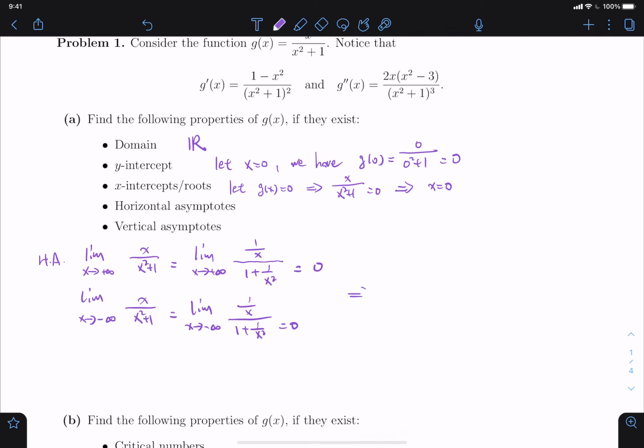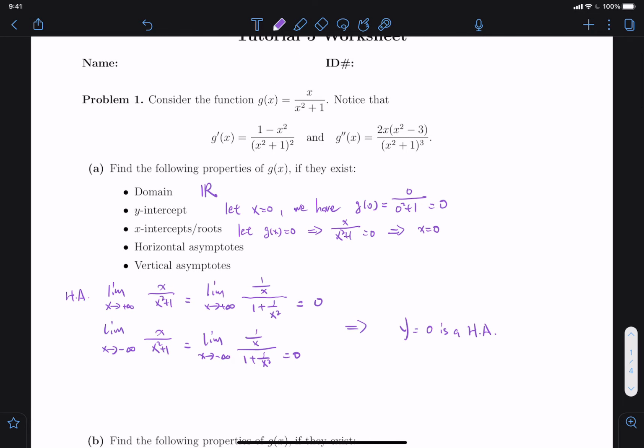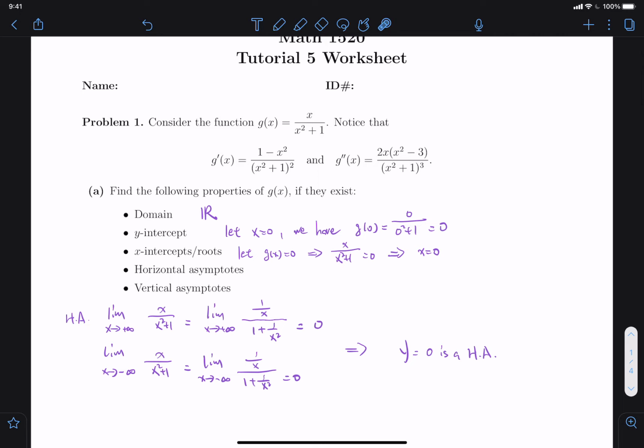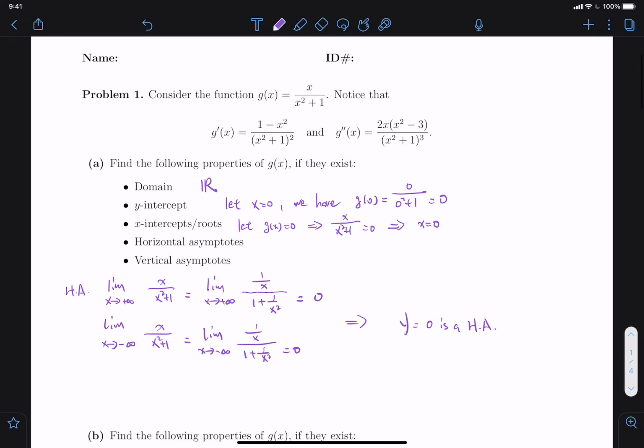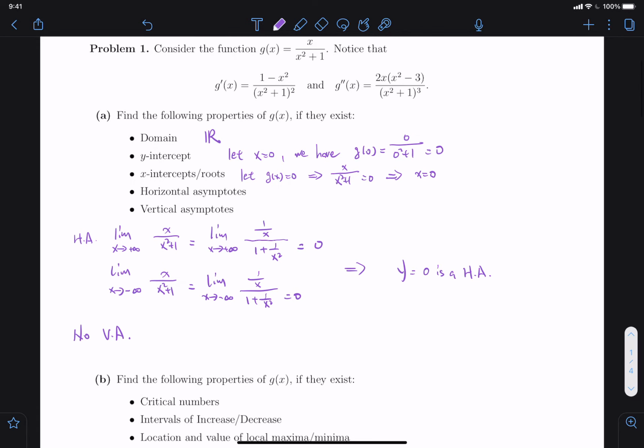So now we can conclude that y equal to 0 is a horizontal asymptote. And now we take a look at the vertical asymptotes, right? In this function, there's no vertical asymptote, because vertical asymptotes only occur when the function is not defined. But we see that the function is defined everywhere because the domain is all the real numbers. So there's no vertical asymptotes. So that's very straightforward for these basic informations.